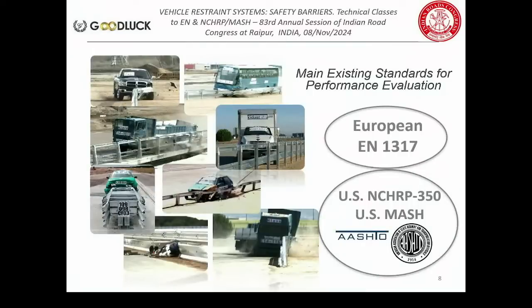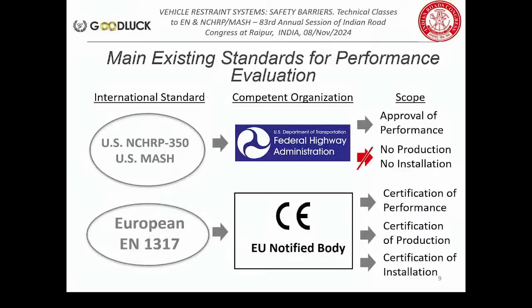As we already spoke about, what are the main existing standards? The European EN 1317, and earlier in America, it was governed by US NCHRP 350, but it has been replaced by MASH. The governing body is the American Association of State Highway and Transportation Officials.